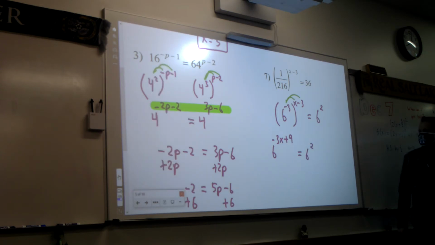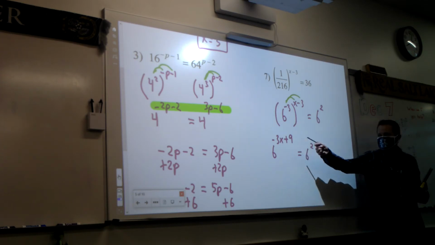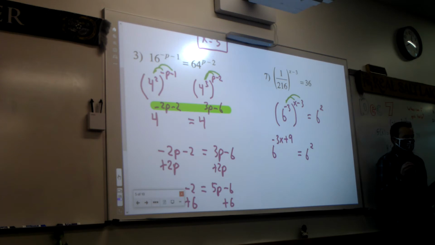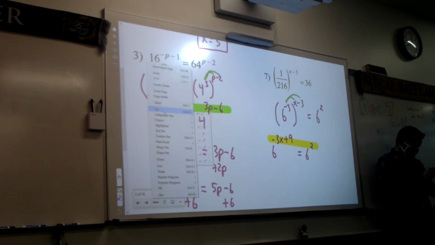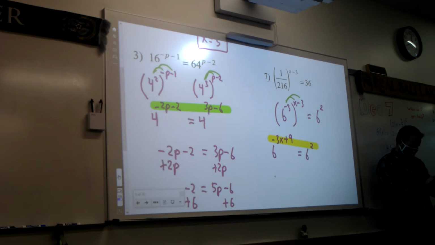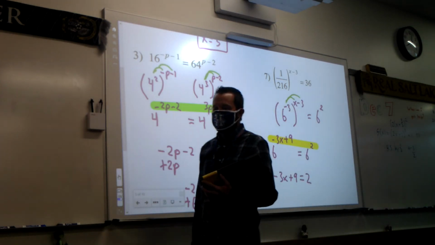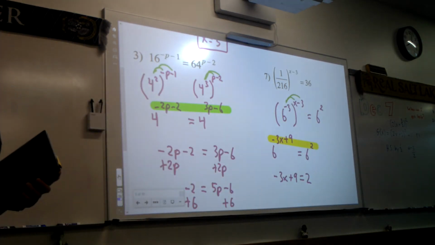Okay, do we have it? So it's an exponential set equal to an exponential with a common base. Yes, so then we can just set the exponent equal to the exponent. So let's say negative 3x plus 9 is equal to 2. And then now it's just down to some easy algebra.